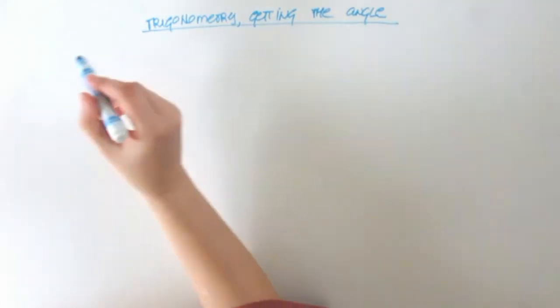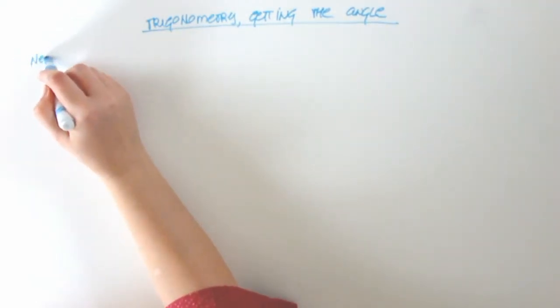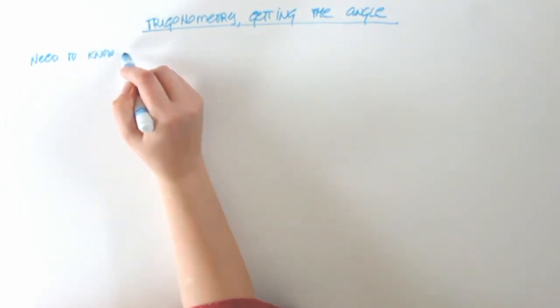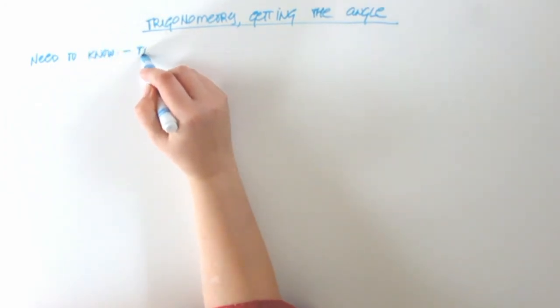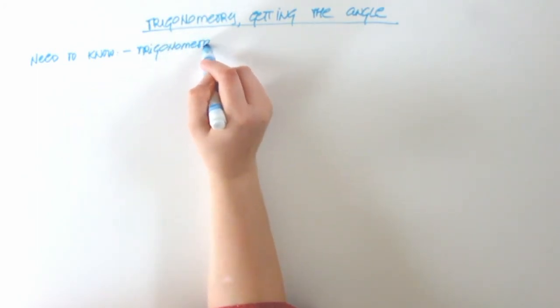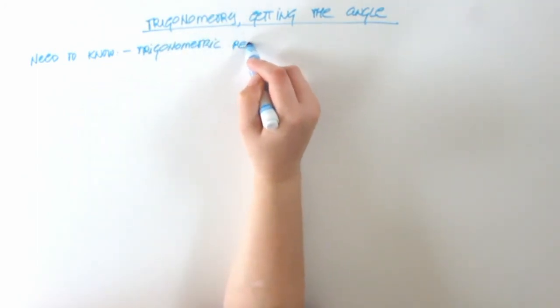Before we start, a couple of things I need to know are my trigonometric ratios, sine, cosine and tangent, and how to rearrange. If your rearranging is a bit wobbly, there will be a video to help you with that somewhere.